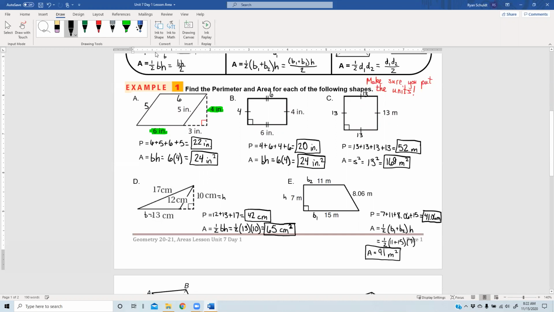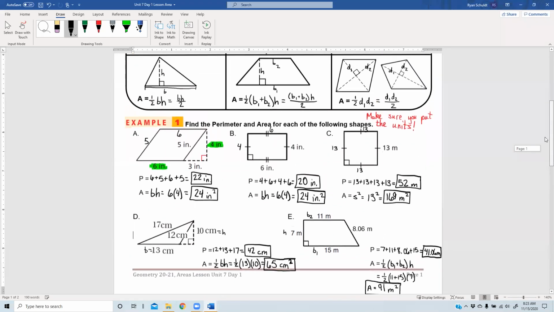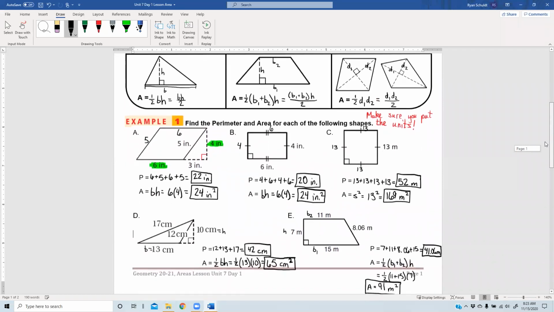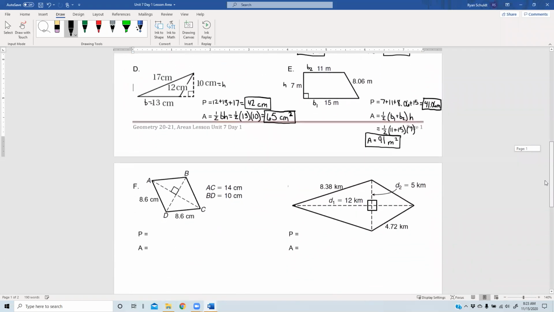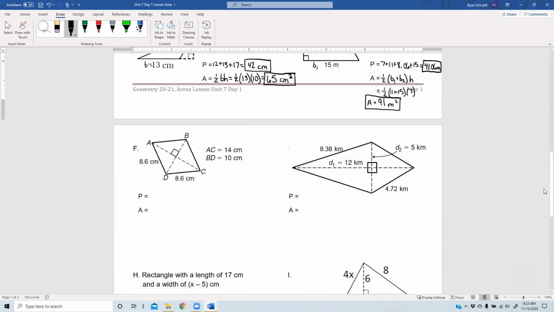Okay, so there's the front of the notes. So far we've looked at every shape. Not quite though. We haven't done what? We haven't done rhombus and haven't done kite yet. So we still have those two to look at.